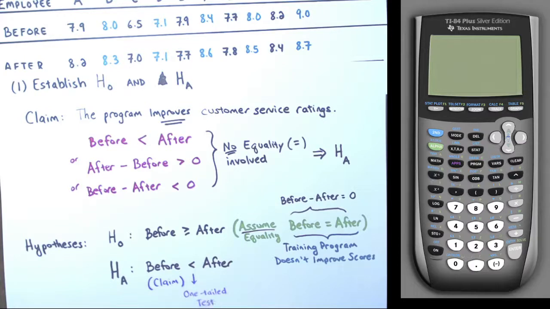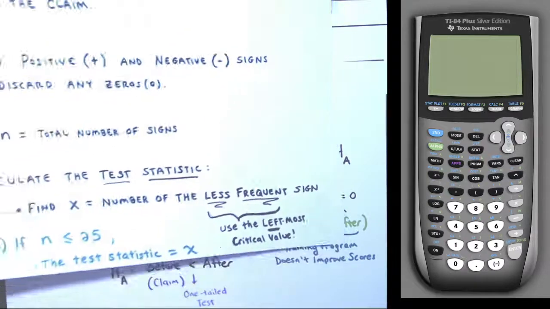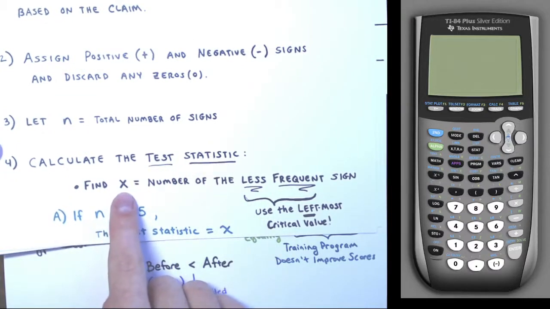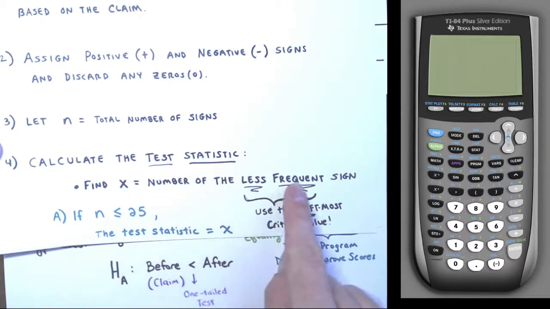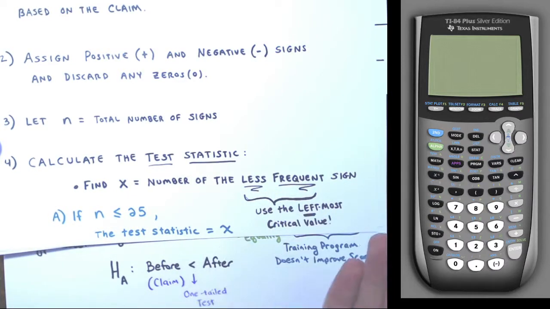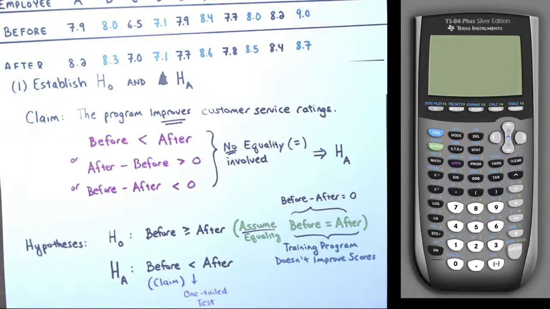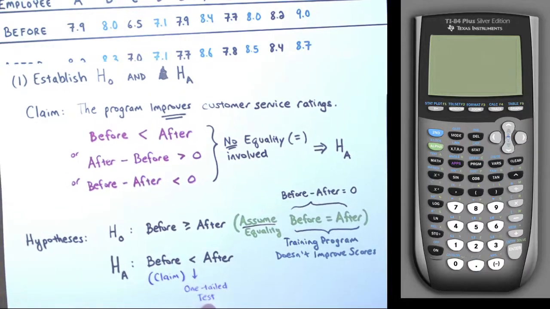It's a one-tailed test, and as I mentioned earlier for the Sine test, I mentioned on this page, when we calculate the test statistic, remember this x I mentioned was the number of the less frequent sign. Because we're taking the less frequent sign, we're always going to be considering left tails, the rejection region on the left. So when I say one-tailed test here, we're doing a left-tailed test, being that this is the Sine test. So that's step 1.